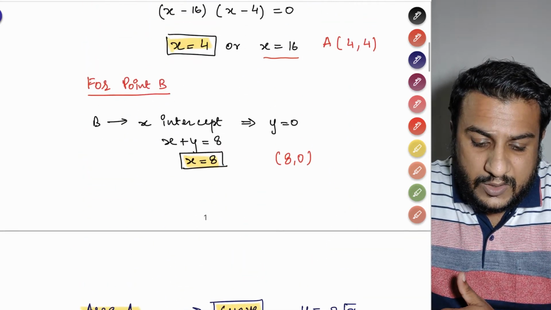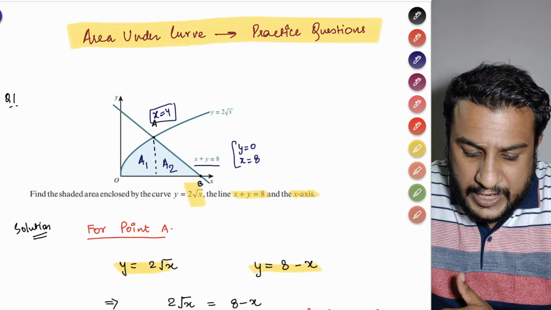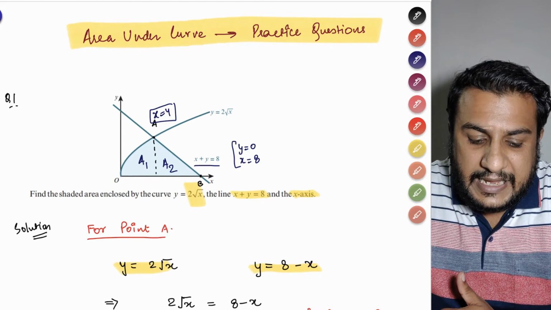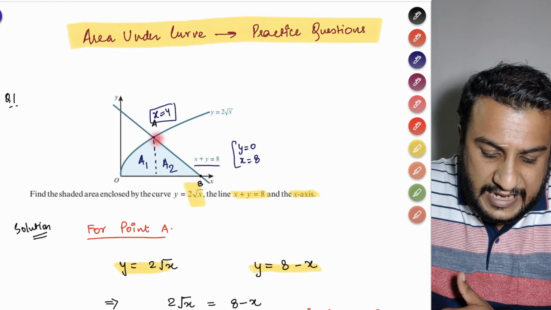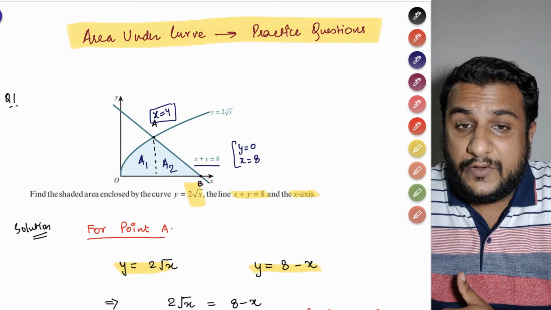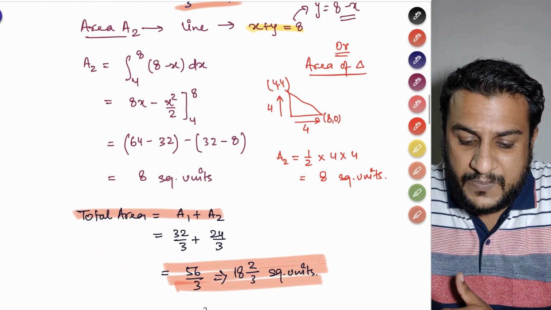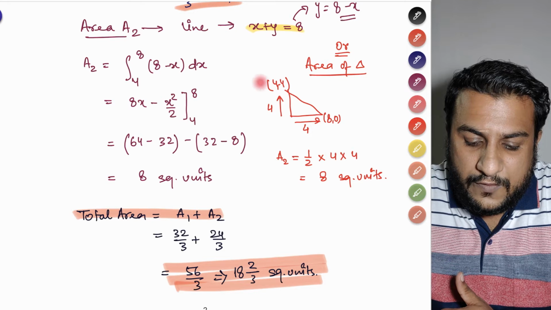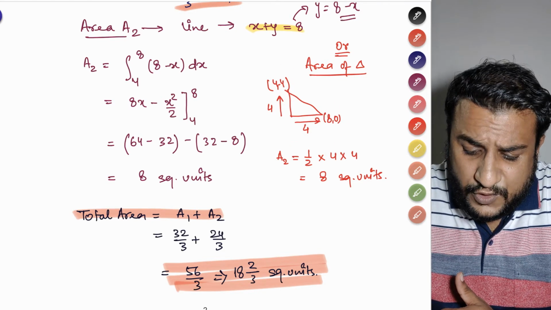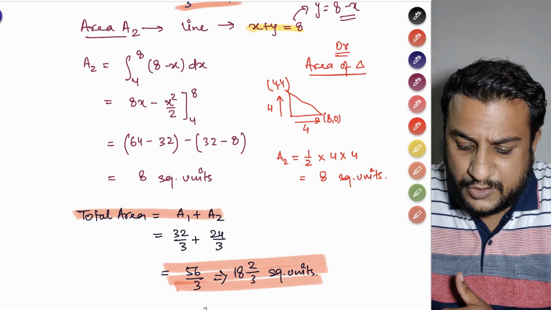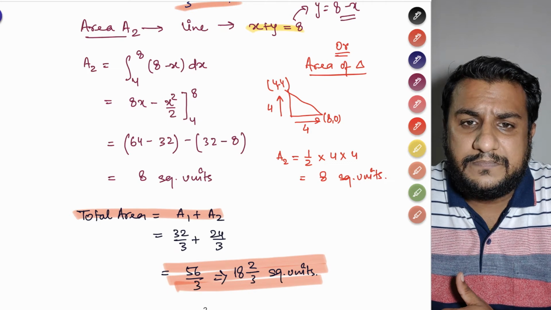Now over here there are two things. Either you can integrate to find it, or if you observe carefully, this is making a right angle triangle, and we know the area of a triangle. So instead of integration, you can directly use the area of the triangle. We know point A is (4, 4), point B is (8, 0), and this point is 4. So base is 4, height is 4, half into base into height gives 8 square units. So in both scenarios, you will get the same answer.